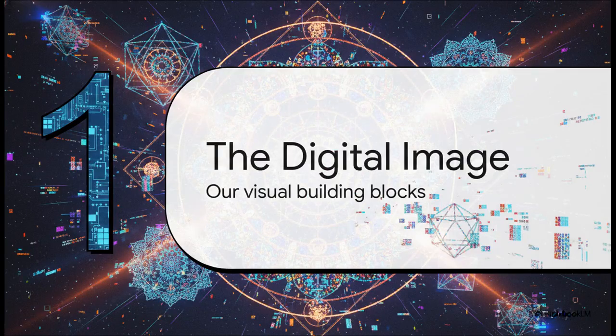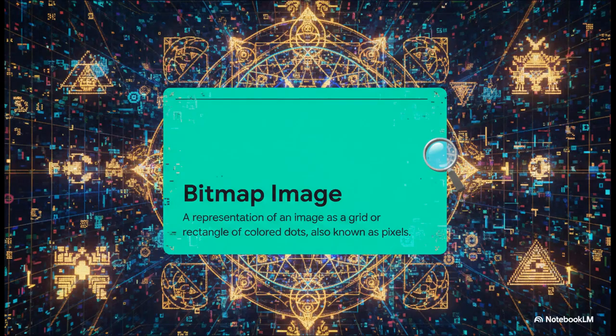To get there, we first have to peel back the layers and really understand what a digital image even is. So let's break down the basic building block of pretty much our entire visual world online. Every image you see on a screen, your phone, your laptop, whatever, is at its core a bitmap. It sounds technical, but it's not. It's just a grid. That's it. A simple grid of tiny colored dots we call pixels. Think of it like a giant digital mosaic.